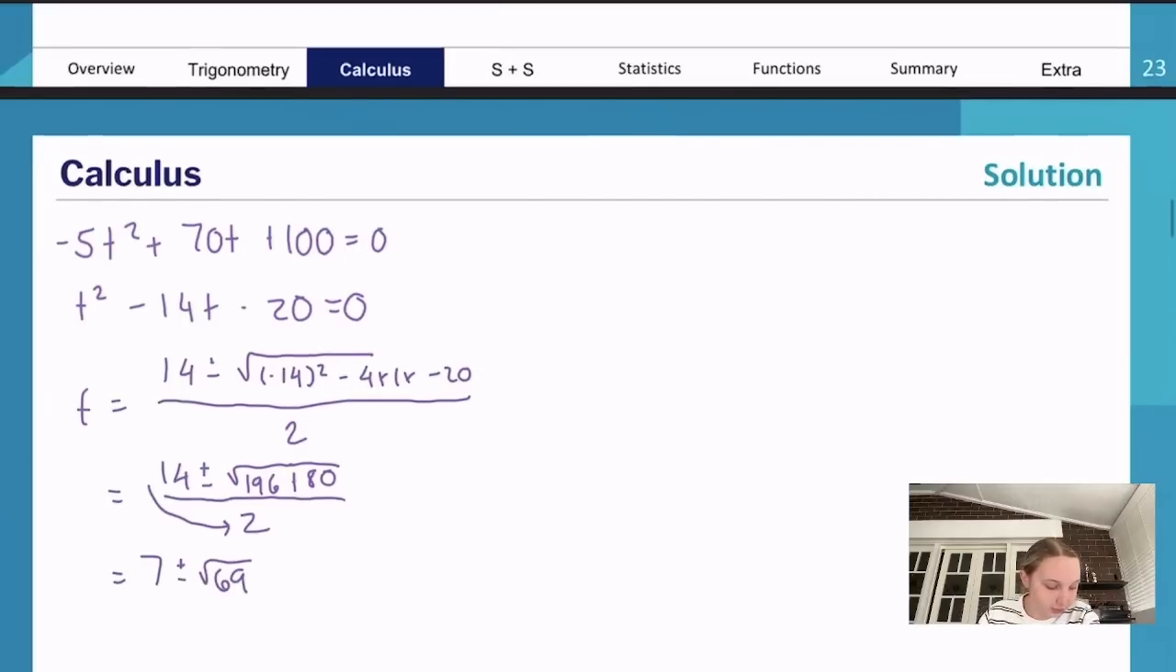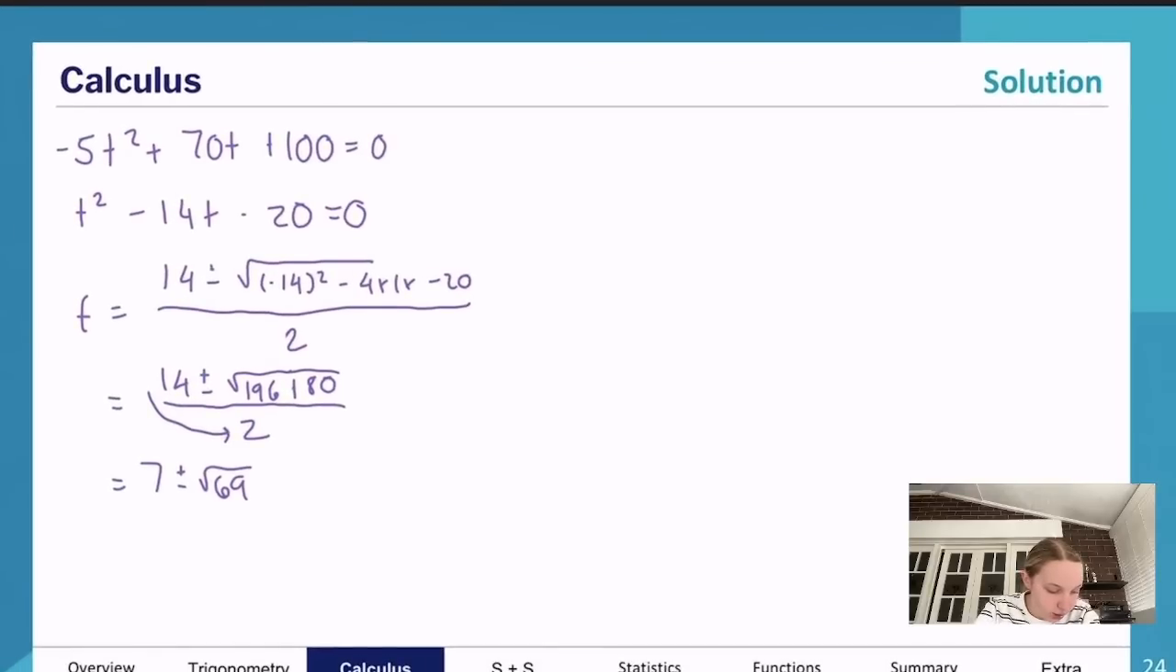Okay, so then we've got to think about this. This is a super common thing that people forget to think about when they're doing these sorts of questions, is that we are looking at time. So our time won't be negative. So therefore, that t is only going to be 7 plus the square root of 69, because we're not interested in the negative, because we're not going to have negative time.